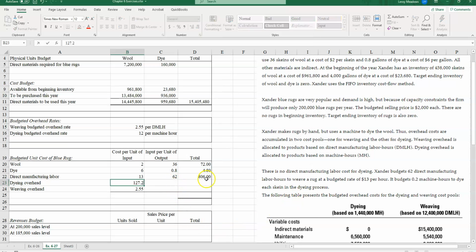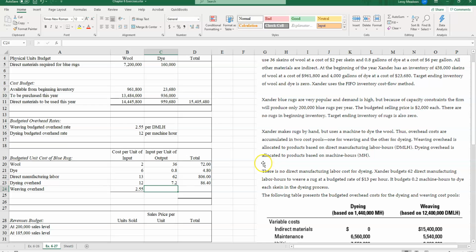So 7.2, and that gives me a total cost of dyeing overhead to be $86.40. Now, let's take a look at our weaving. Well, we have a cost of $2.55 of allocated overhead per direct manufacturing labor hour.